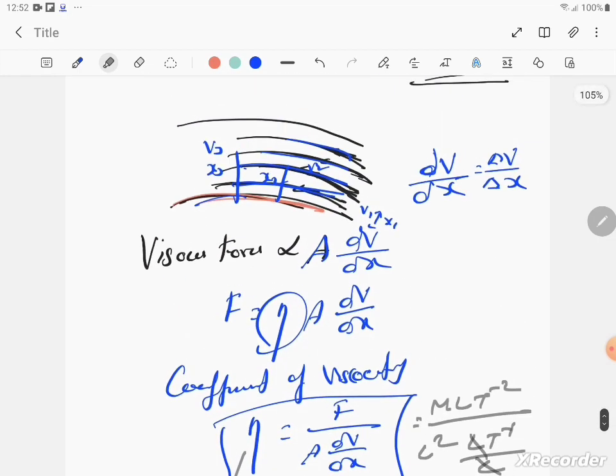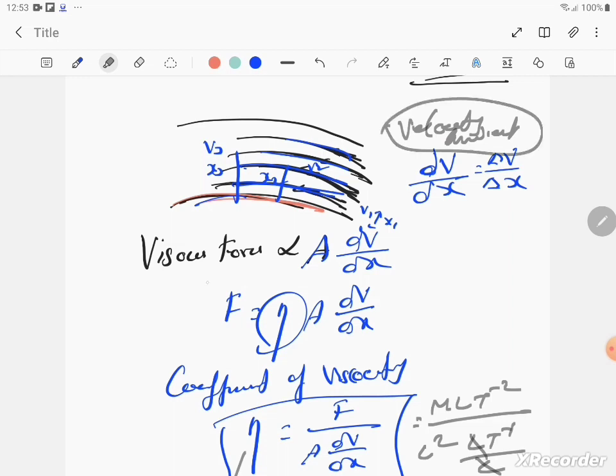How did it come? I'm teaching you the basics of the physics. When I catch a bottle, the ketchup will not flow. Each layer will pull back another layer. So each layer is having a different velocity with respect to the position. That's called dV by dx. It's also known as velocity gradient, another word for dV by dx.